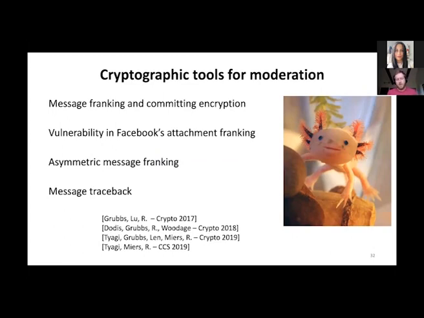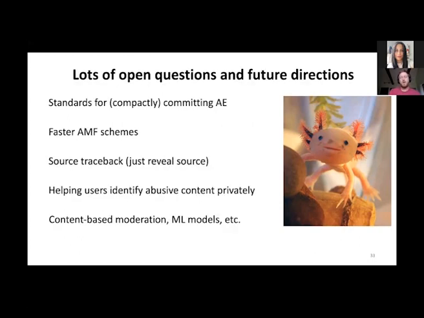Okay, so in this talk, I just gave a very lightning quick tour of a bunch of our work over the last few years on trying to build these cryptographic tools for moderation, starting with Facebook's really interesting message franking approach, whose cryptographic goals we then abstracted into what we started calling compactly committing authenticated encryption. We discovered a vulnerability that we worked with Facebook to help patch in their attachment franking. This also spawned a bunch of questions about how to build these types of tools to work in other settings, like settings where you have anonymity, or settings where you'd like to do more than just one link of moderation reporting. And I think there are lots of interesting questions and future directions.